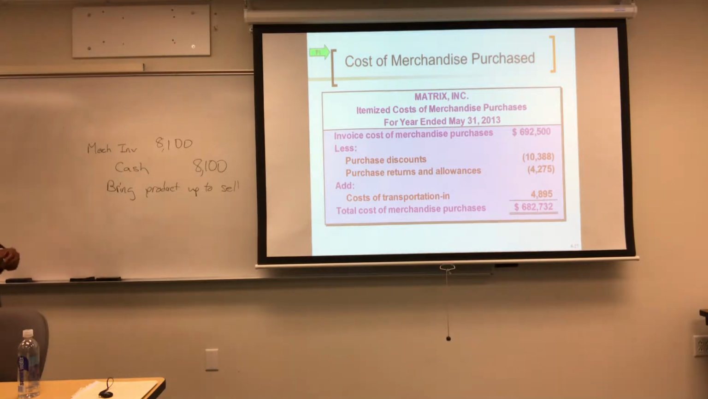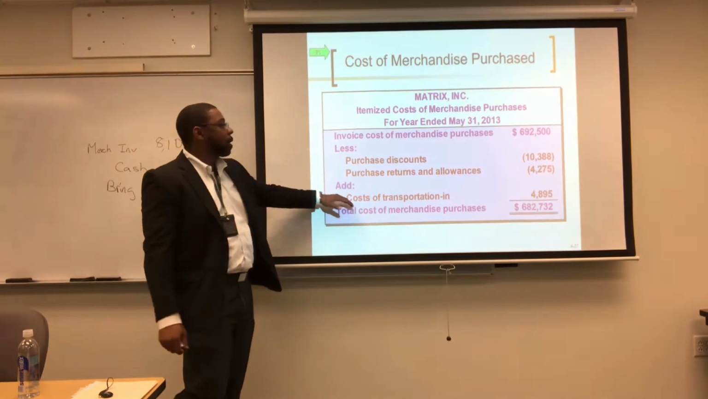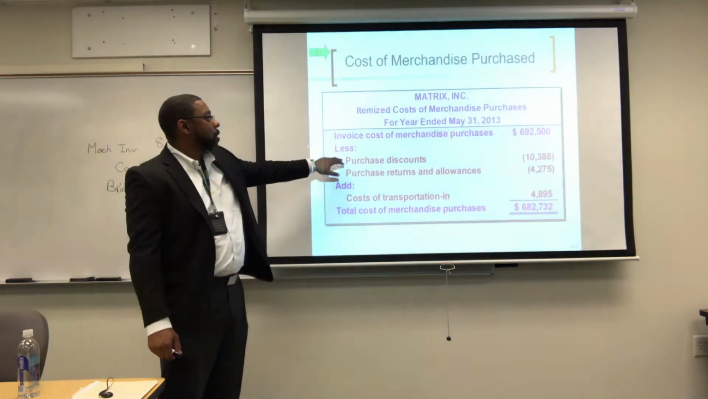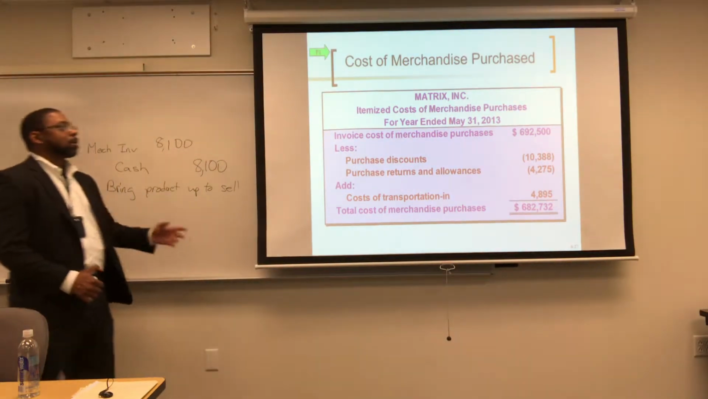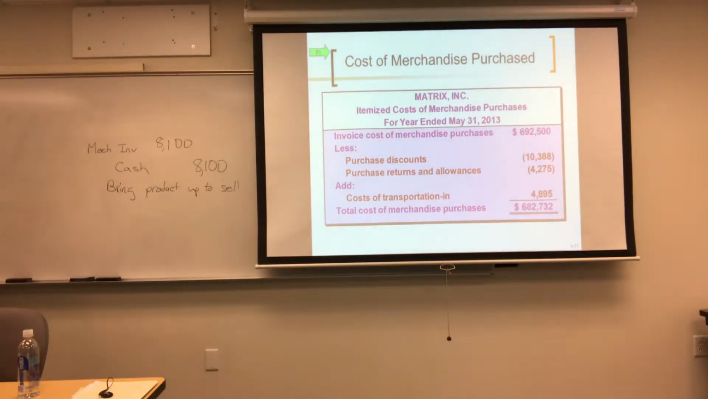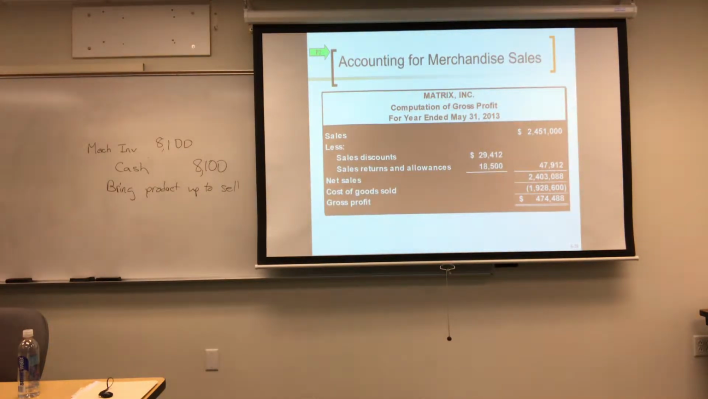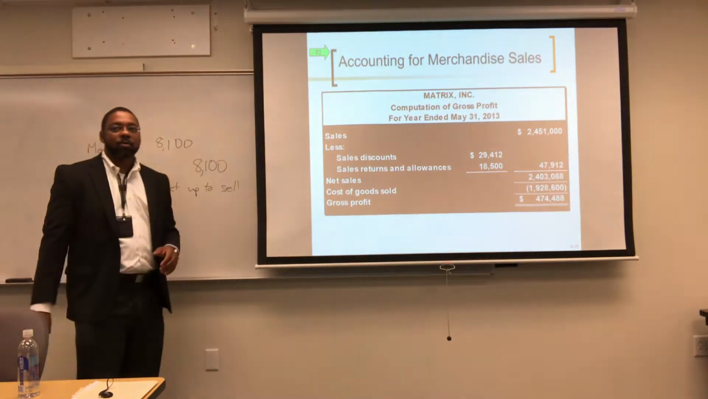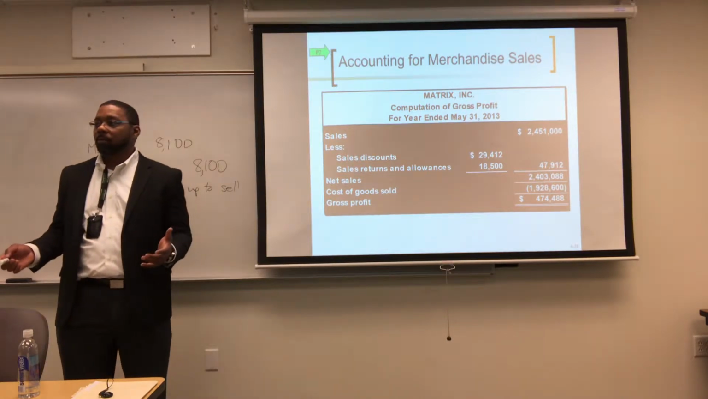All right, so cost of merchandise purchase. This is just the invoice minus discounts minus returns, adding in transportation. It's just an itemized cost of how much it costs to purchase merchandise. And this is just the top part, the computation of gross profit. It's just the top part of the multi-step income statement, right?